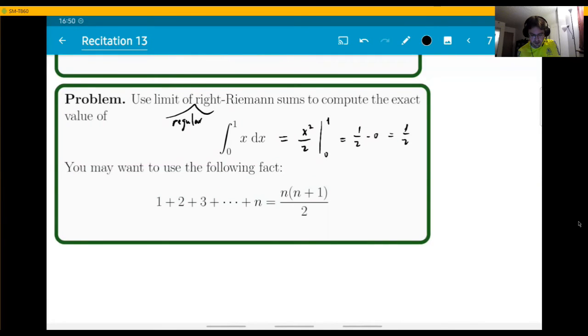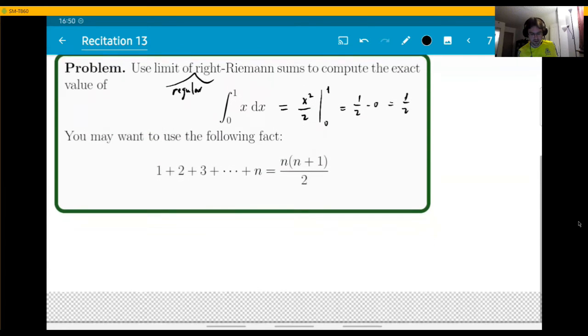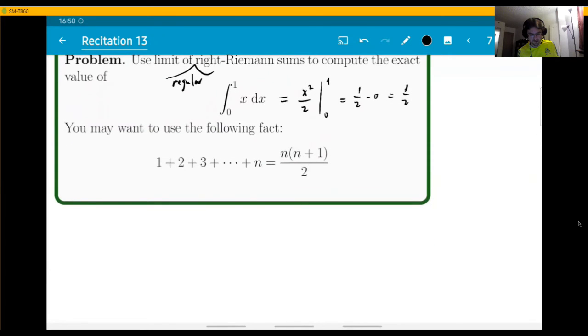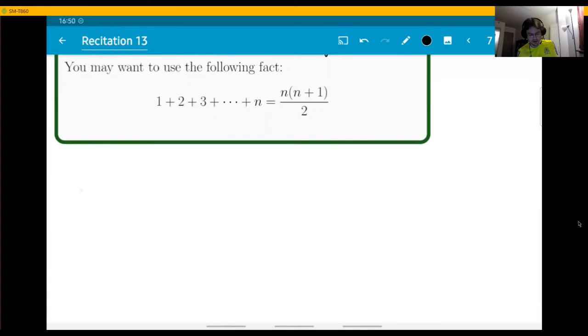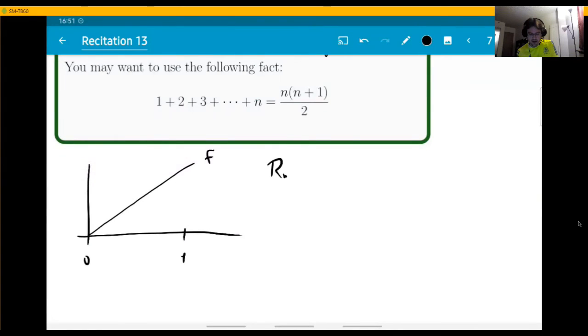So how do we calculate this integral? Using right Riemann sums, regular right Riemann sums, and limits of those. So try to imagine what is going to be our n. Here is the interval between 0 and 1. Here is the function. Suppose that you have the regular right sum with n pieces.